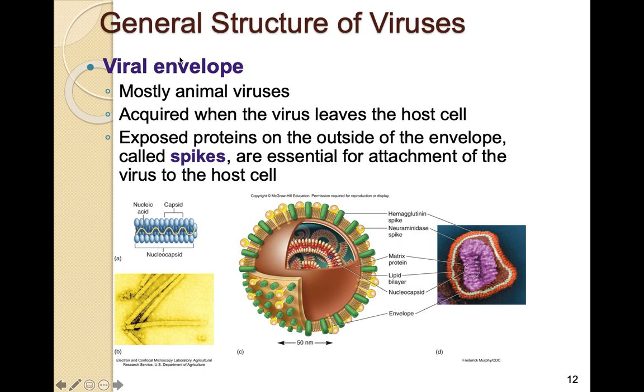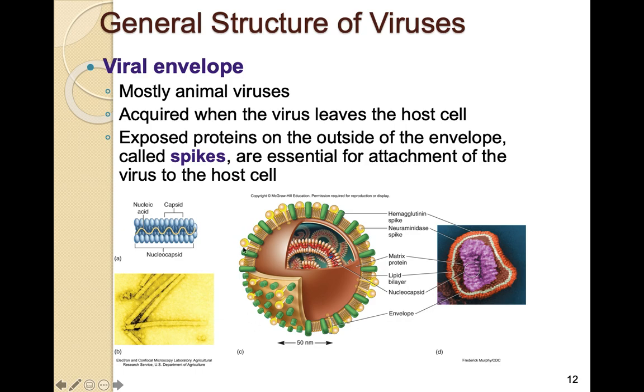So most of these other guys, plant viruses, fungal viruses, bacterial viruses, they have cell walls. So it's very difficult to get a membrane out of these guys. Animal cells lack cell walls for the most part. Very, very rarely are you going to find those in animal cells. This is where you're going to find enveloped viruses: in animal cells. They lack that cell wall, so it's very easy to kidnap their cell membrane.